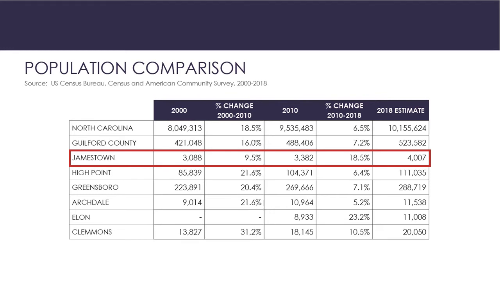This chart compares the rate of population growth between Jamestown, the state of North Carolina, Guilford County as a whole, its neighboring larger communities of High Point and Greensboro, as well as a few peer communities in the region. Even though Jamestown is the smallest community listed in this chart, its rate of population change between 2010 and today has been greater than the others in the region except for the town of Elon.